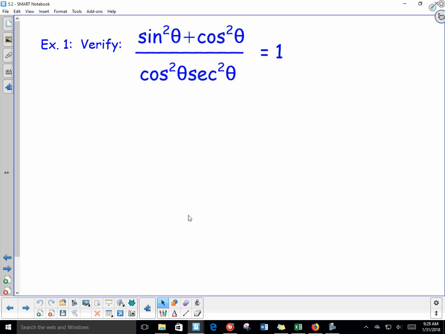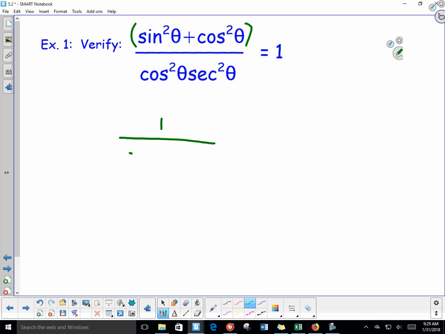So for number 1, you're going to verify sine squared theta plus cosine squared theta over cosine squared secant squared is equal to 1. So one of the strategies is to always choose the more complicated side. In this case, that would be the left side. And I hope that you're noticing that sine squared plus cosine squared is on one side of your flashcards and that that's equal to 1.